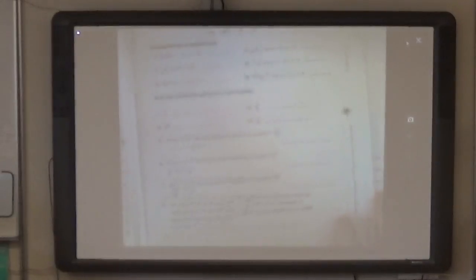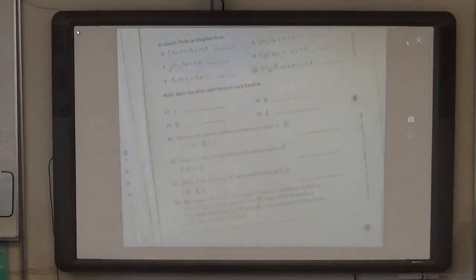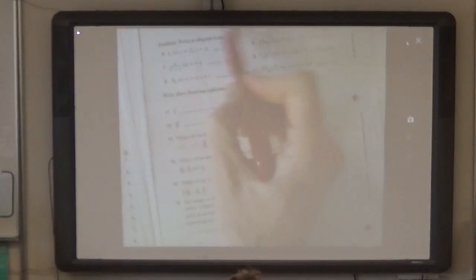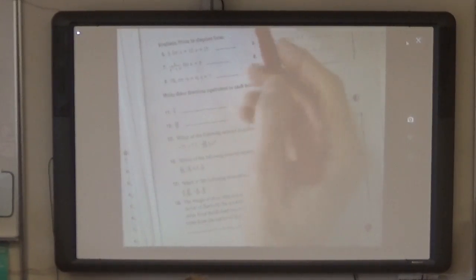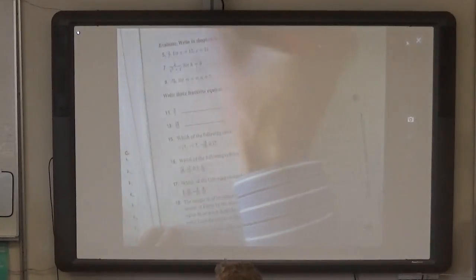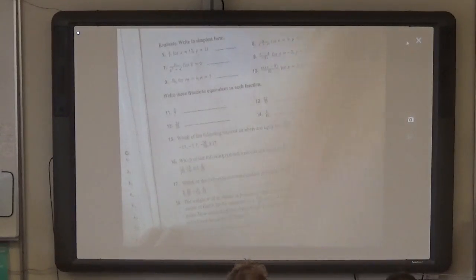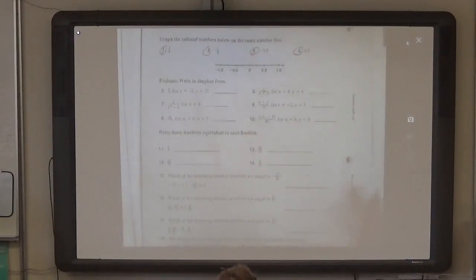Then go to the other side. It says graph these rational numbers. That means mark them on the number line. Just put a dot. Do 1 through 4. So mark these numbers on the number line. So you just put a dot or a line. Should we just put the number by it, like number 1? No. So V.